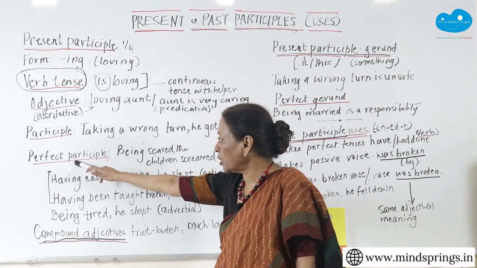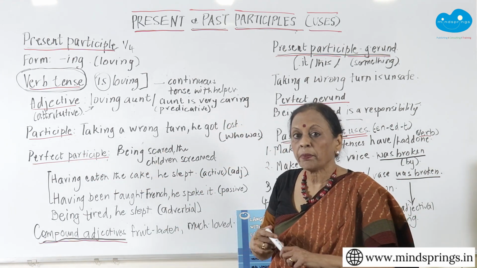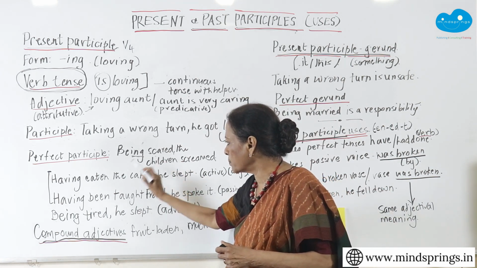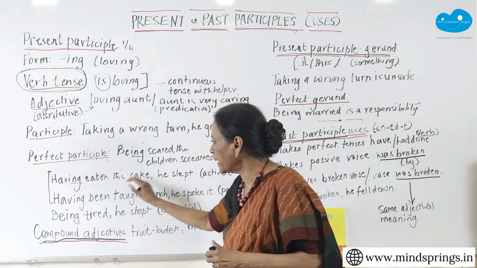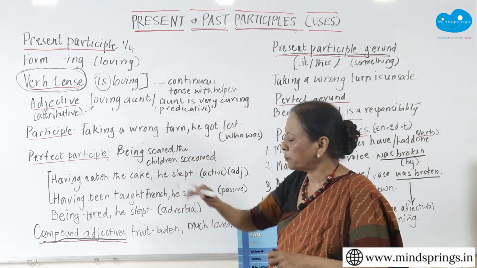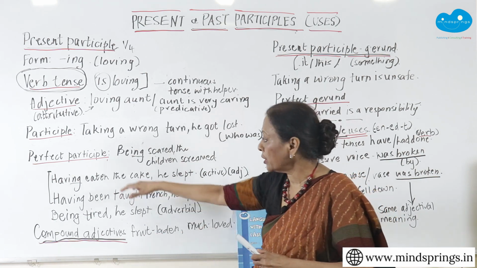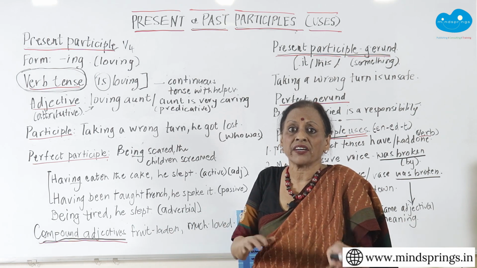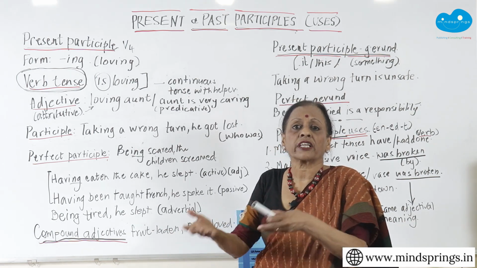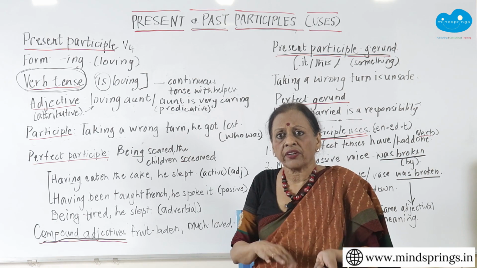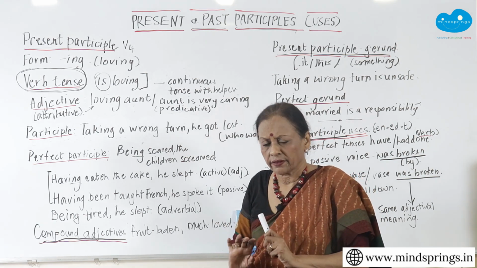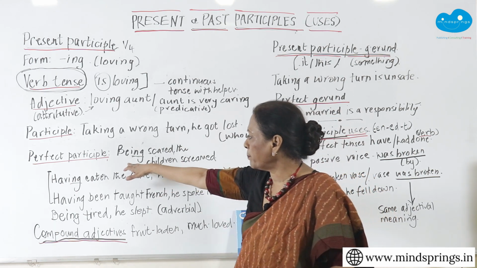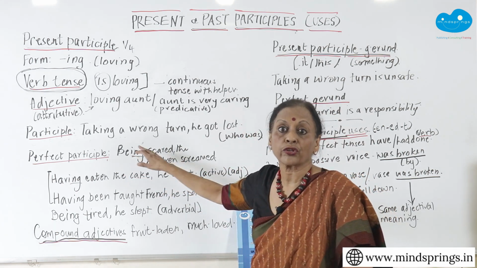Then you have what is called the perfect participle. In the perfect participle, what happens is the ing is sitting in these verbs like having, being, and then you have the past participle. That is how you know your perfect participle. What do you mean by perfect participle? Like we have the perfect tense, we have a perfect participle, that's all. Like we have the perfect tense, we have a perfect gerund. So they are forms of the participles and gerunds. So when you see being scared, there is no need for you to get frightened.